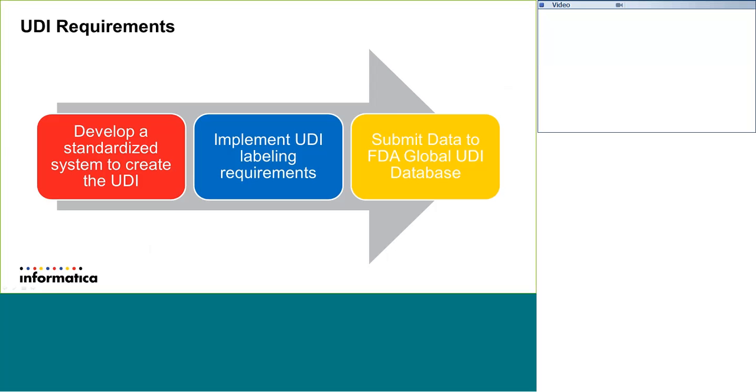To comply with the new UDI regulation and establish a successful UDI system, medical device manufacturers must be able to follow three important steps. First step is to be able to collect, integrate, and optimize the data needed to internally prepare and create the UDI information. The second step is to implement UDI labeling requirements. And the third step, which might be the most challenging in terms of IT, is to submit accurate, consistent, complete, and timely data to the FDA GUDID. The next slides will deepen the understanding of those three compliance requirements.